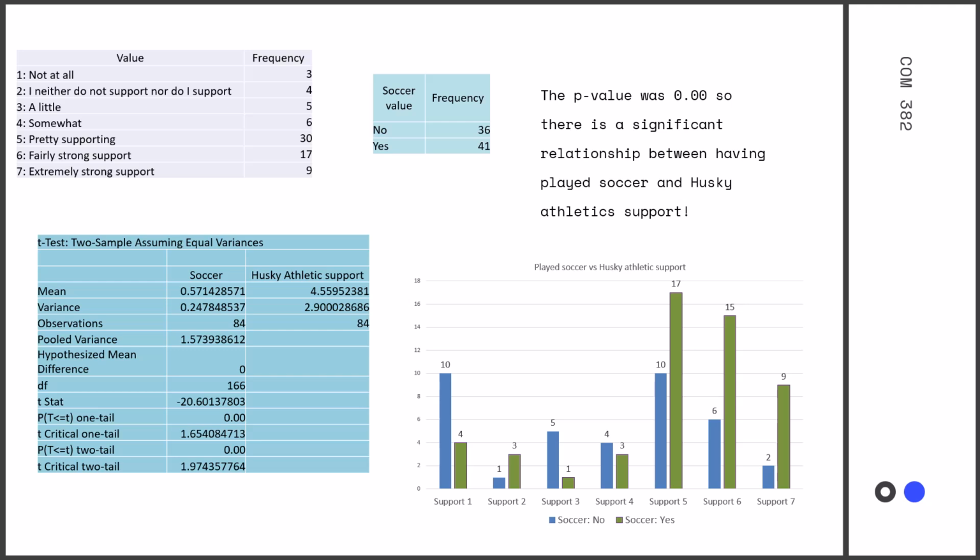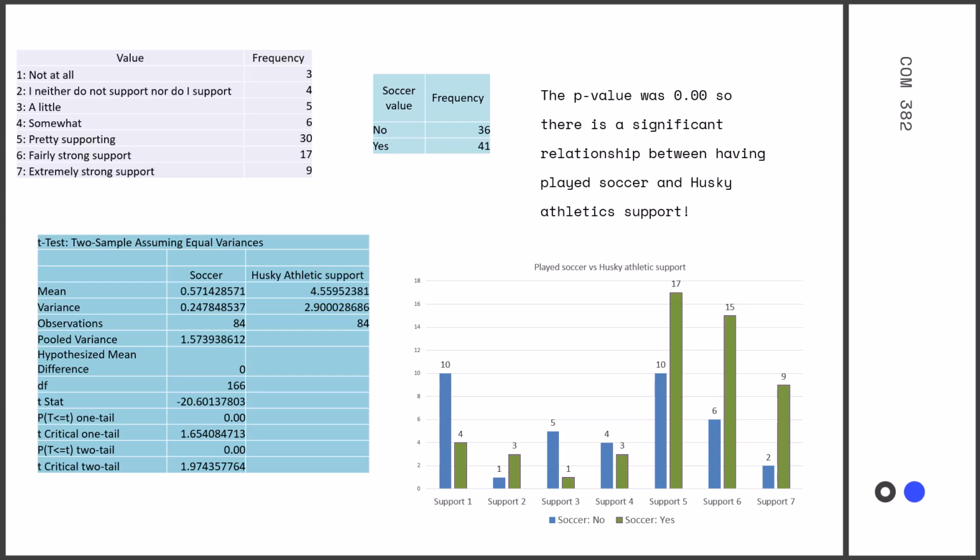And in fact, there was a significant relationship. The p-value here is 0.00. Super interesting. If we look at this, green is people that played soccer and blue is people that didn't play soccer. You can see that people that played soccer were much more likely to be on the upper levels of support of Husky athletics, and the people that didn't play soccer were much more likely to be on the lower levels.